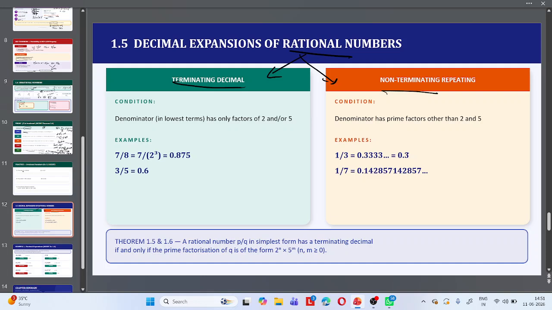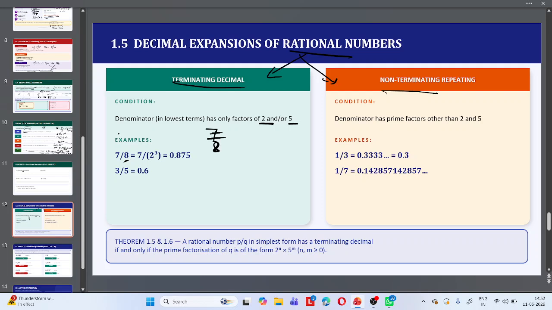How do you find whether a given rational number is a terminating or non-terminating repeating decimal? Just by seeing the denominator of that rational number, we can say whether it is terminating or non-terminating repeating. Let me see how. If the denominator has only factors of 2 or 5 or both, then it is a terminating decimal. Here, 7 by 8. But the condition is that it should be in the least form.